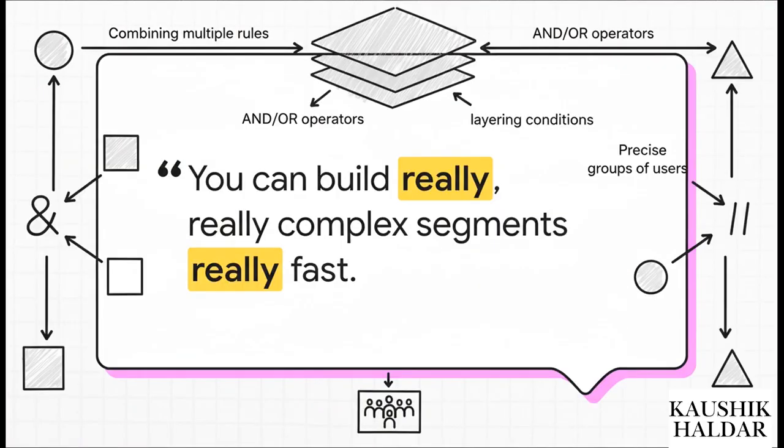And you don't have to stop with just one rule. You can start layering them together using and or. So you could look for, say, mobile users and visitors from that new marketing campaign. That's where the real magic happens, when you start getting super specific about who you're looking at.